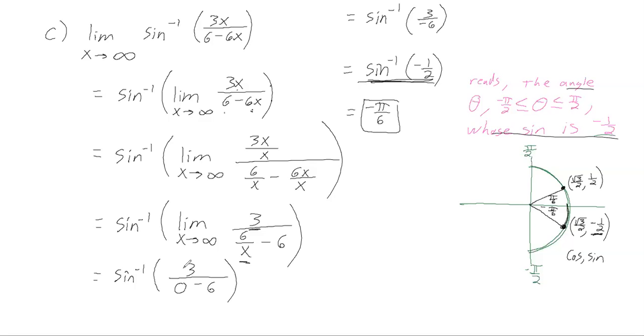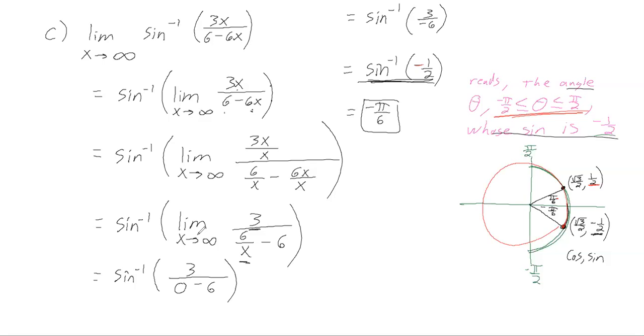Now, why is that not this angle of pi over 6 right here? Because my sine is not negative 1/2. I'm looking for an angle whose sine is negative 1/2. Now, how come I can't go all the way around like that? Because of this right here. The angle needs to be between negative pi over 2 and pi over 2.